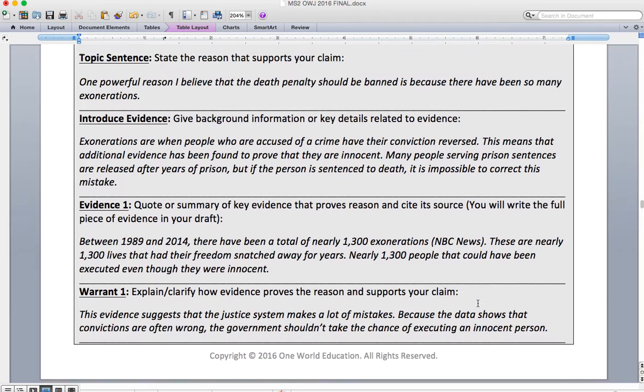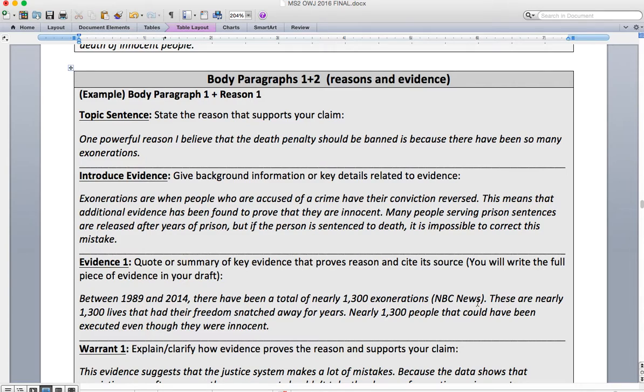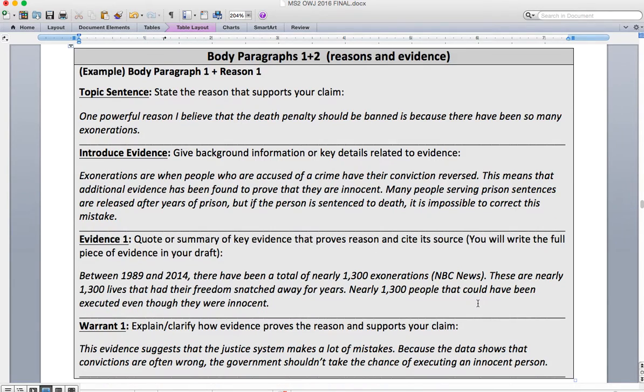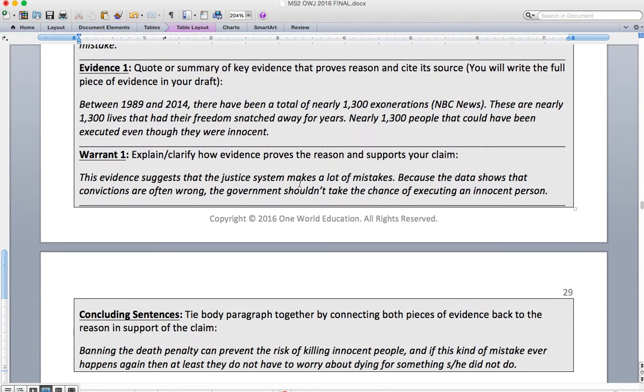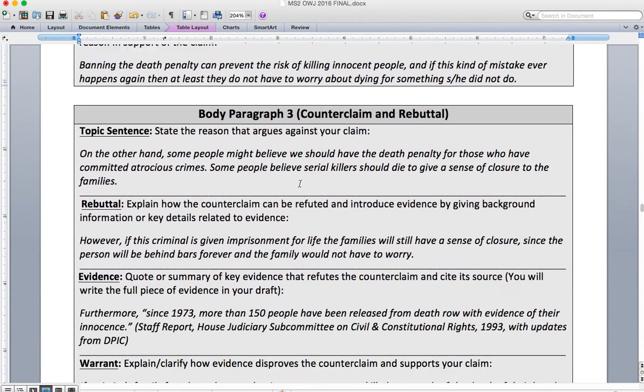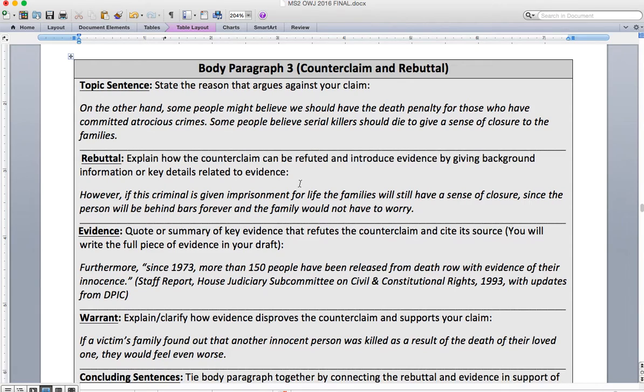And again, just to reiterate, for body paragraphs 1 and 2, you're going to do that for each piece of your evidence, 2 for your problem and 2 for your solution. For your third body paragraph, you're going to introduce the counterclaim. So your topic sentence will introduce the counterclaim.